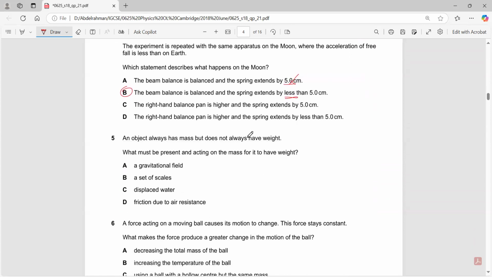Okay, question 5. An object always has mass but doesn't always have weight. What must be present and acting on the mass to have weight? A gravitational field, a set of scales, displaced water, friction due to air resistance. Definitely, it needs a gravitational field.